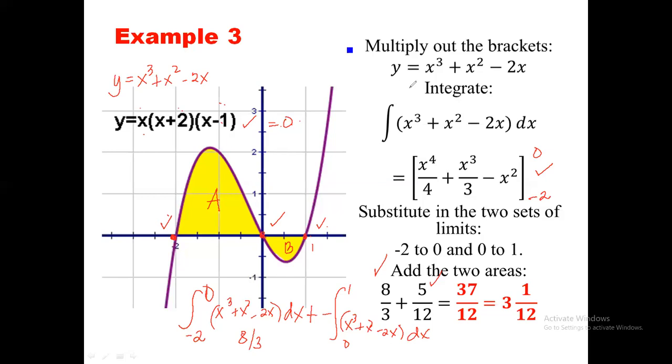So, John Vincent got 8 over 3 for the first with the limits negative 2 to 0. What about for the second one? So, it should be plus negative. They should be negative because it's below the x-axis. And substitute the limits. Let's see what would be your answer.